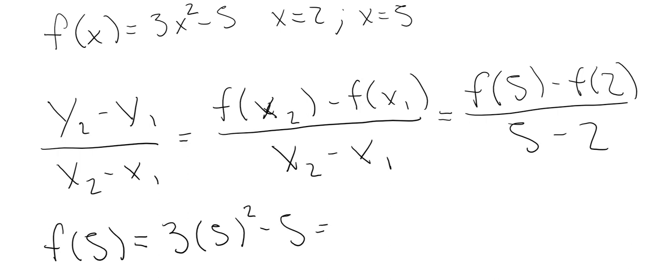So 5 squared, 25, times 3, 75, minus 5, 70, and f of 2 is going to be 3 times 2 squared minus 5, so we have 2 squared is 4, times 3 is 12, minus 5 is going to be 7. Okay, so now once we have that, let's make sure I've done everything right. 4, 12, 12 minus 5, 7. Okay, so we have 70 minus 7.